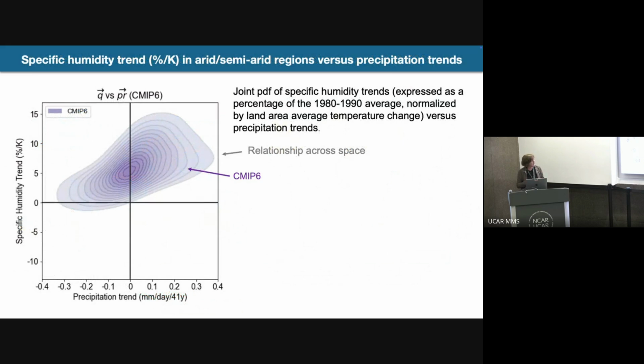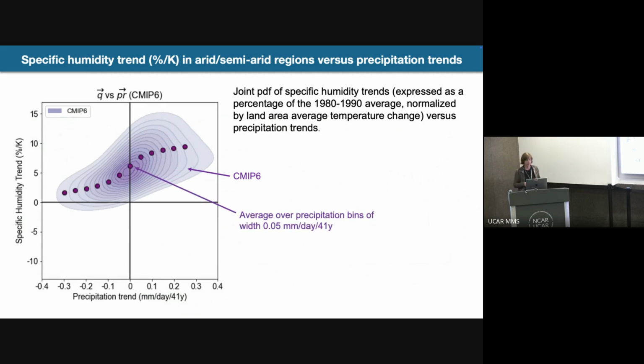If you focus on the arid and semi-arid regions of the world, this shows the joint probability distribution of specific humidity versus precipitation trends. This is the distribution across space, for the CMIP6 models. This is what you get if you average over precipitation bins. This is the trend in specific humidity normalized by temperature, so it's in percent per Kelvin.